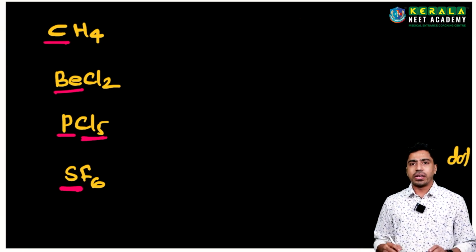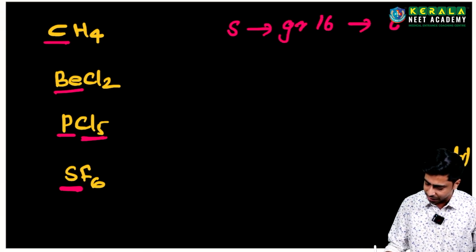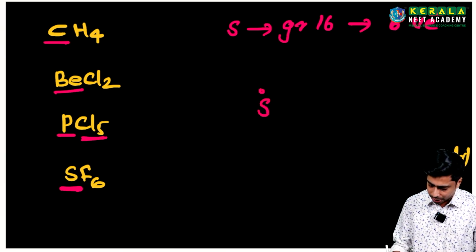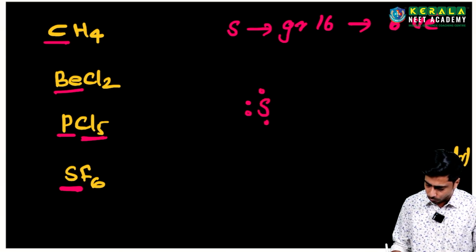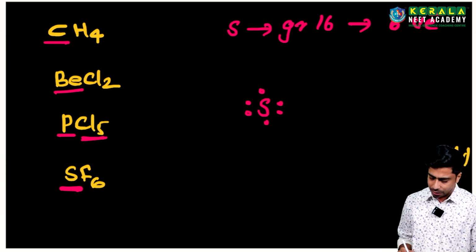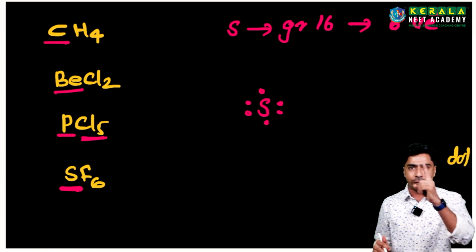Then if you take the case of SF6. Now in case of sulfur hexafluoride, sulfur is group 16. Group 16 means 6 valence electrons. So sulfur will be carrying 1, 2, 3, 4, 5, and 6 valence electrons. And to that sulfur atom, fluorine has to make bonds. Now tell me how many bonds will be created by one fluorine atom.